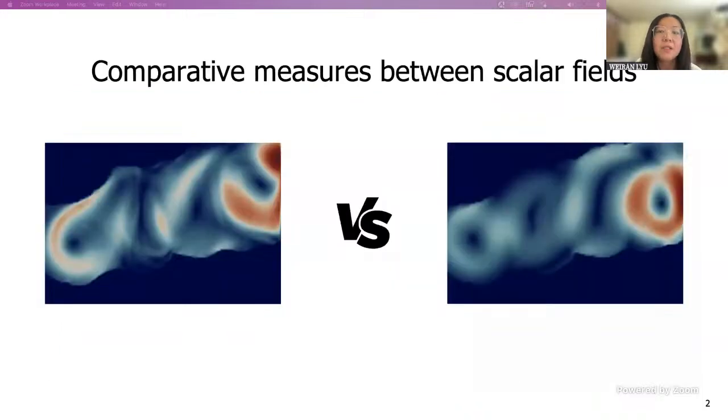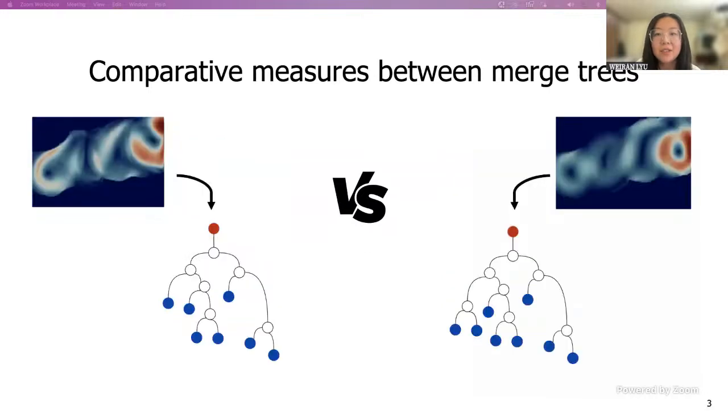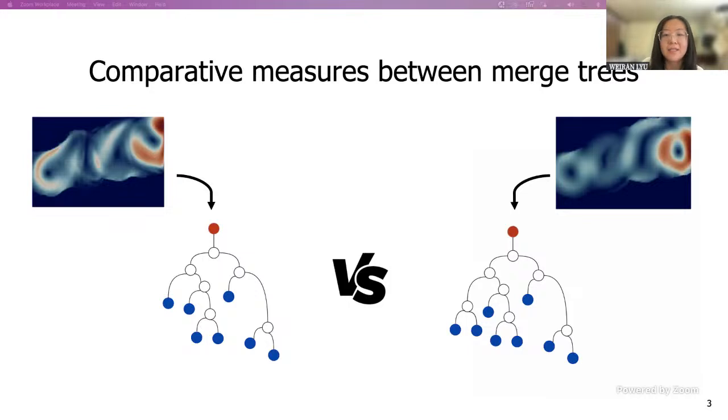But we do not want to compare two scalar fields directly. Instead, we want to study their structural similarities and differences using topological descriptors, because topological descriptors capture essential features for comparative analysis and they are robust to noise. So the key idea is to define comparative measures between merge trees that summarize the underlying scalar fields.